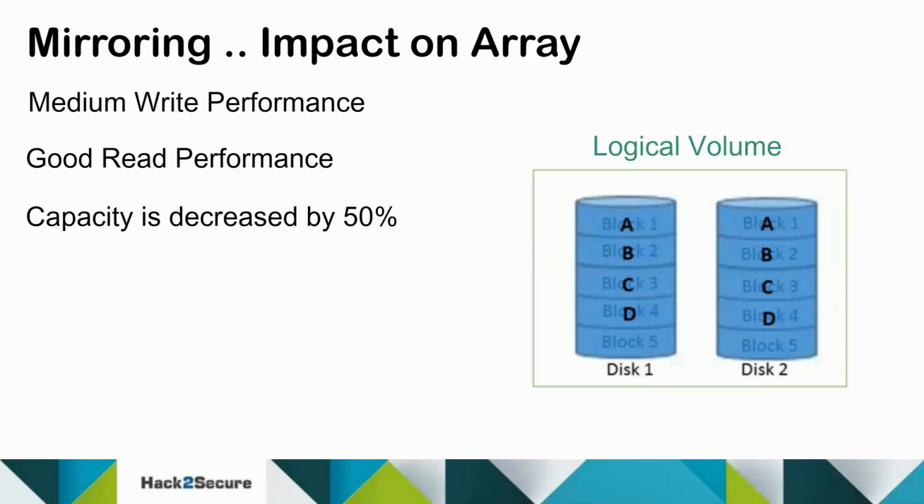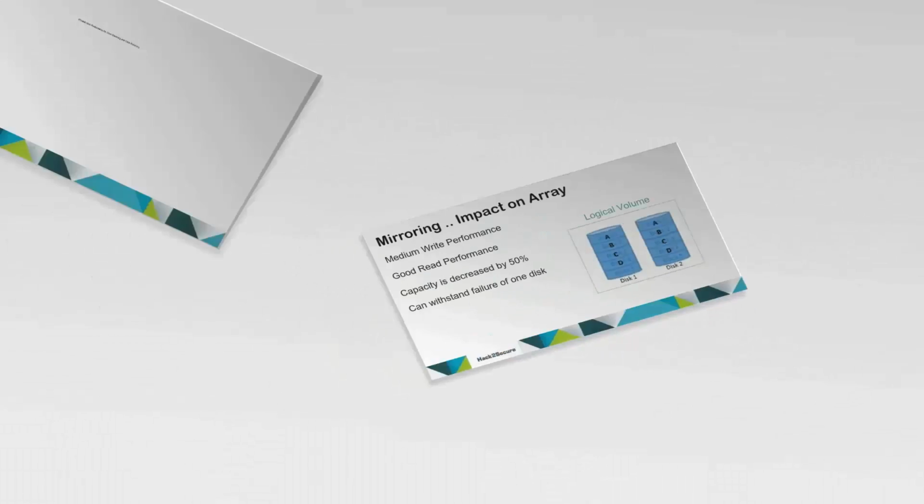For example, if an array contains two physical drives of capacity 1 TB each, the capacity of the logical drive exposed to the controller will be 1 TB only. In case of fault tolerance, the mirroring method can withstand a failure of one drive. So if we replace the failed drive with a fresh one, the mirrored pair of the failed drive can replicate its data and fault tolerance will be restored.